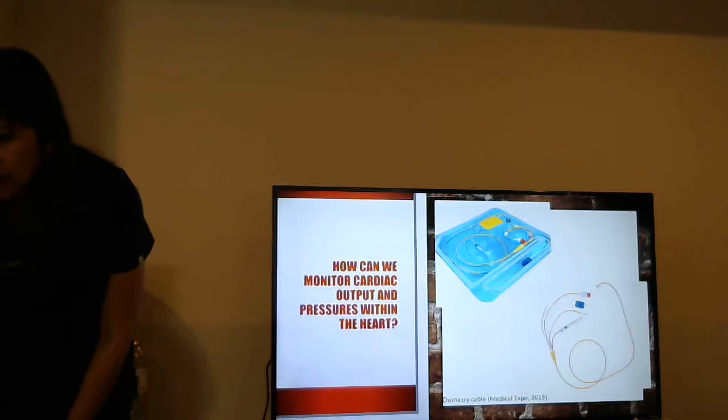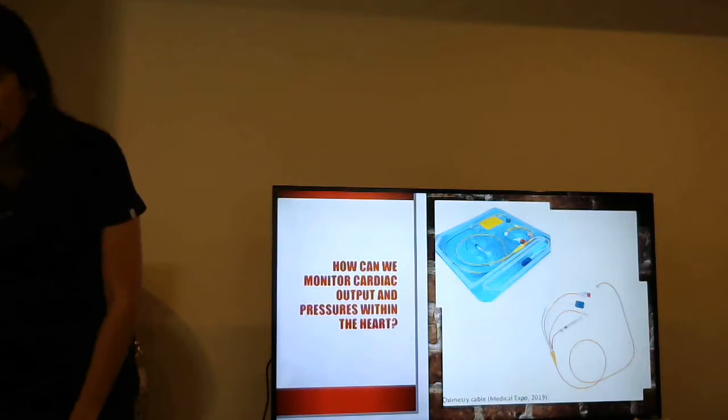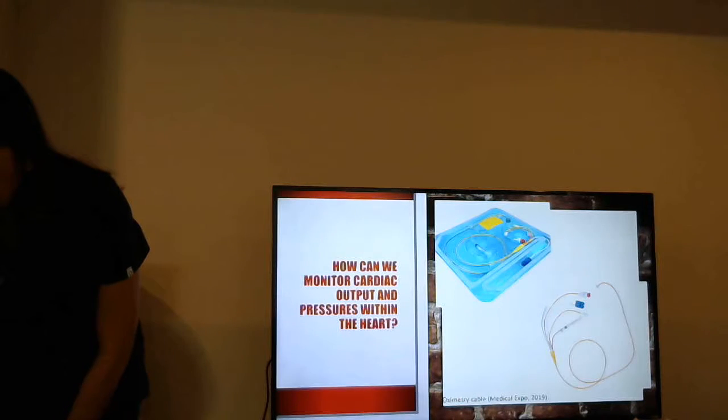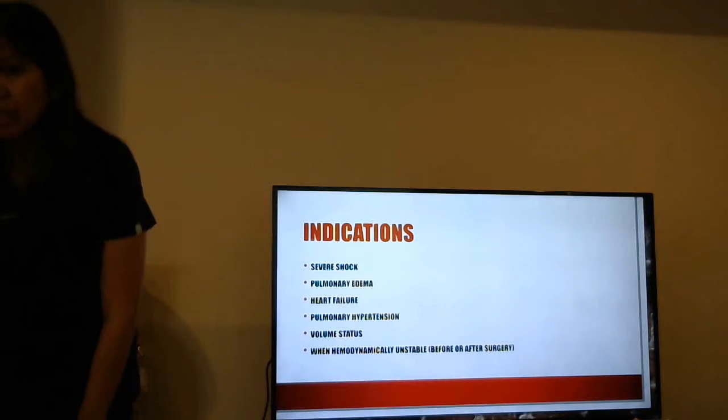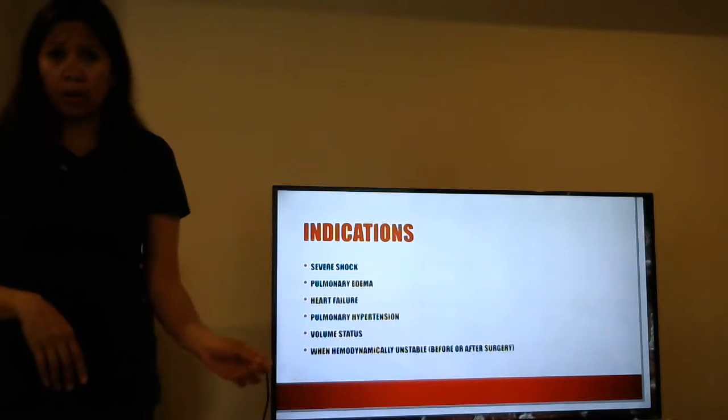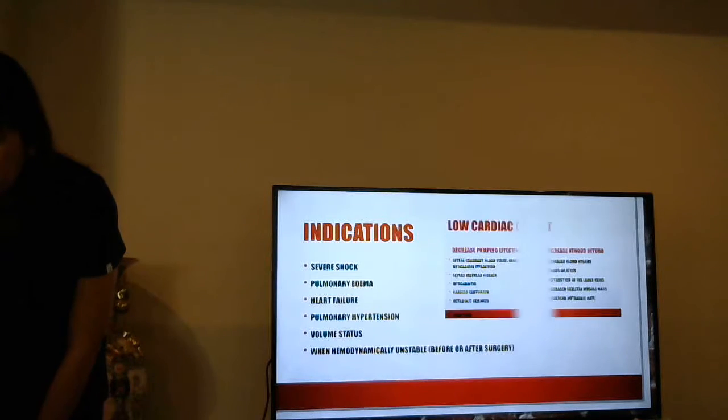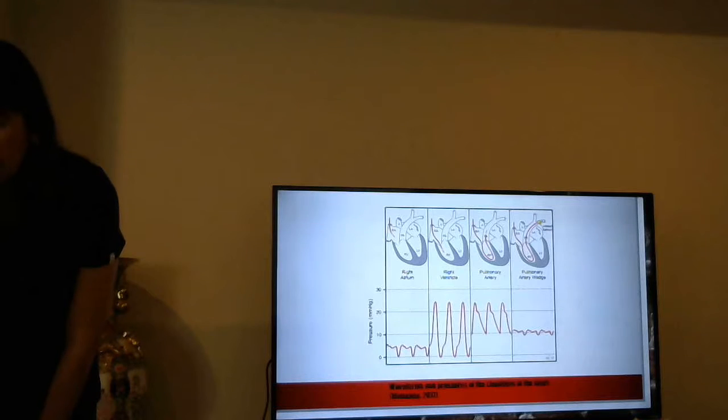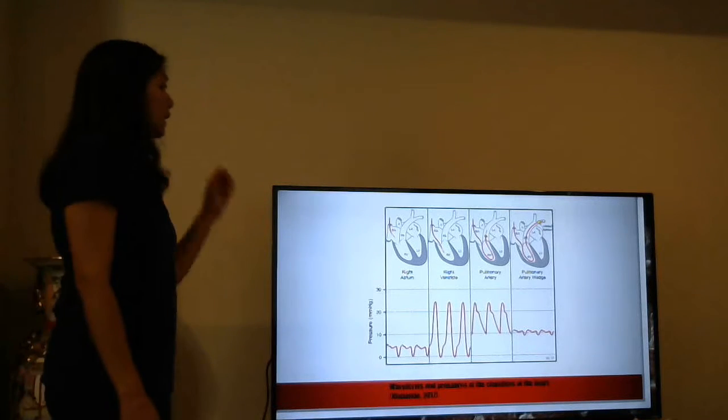All right, so the indications are shock, pulmonary edema, tamponade, pulmonary hypertension, all the same things that we looked at before, right? The same exact ones for low cardiac output. So as a nurse, you're going to be in charge of these things.